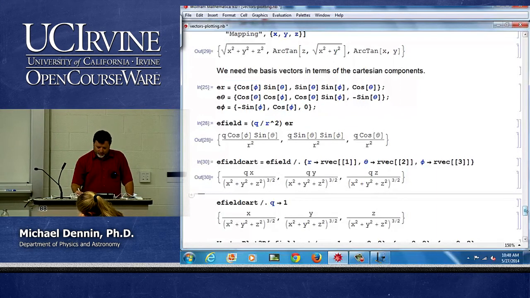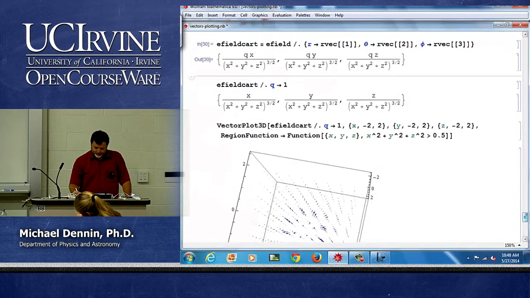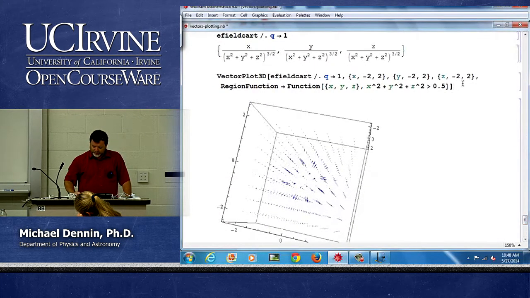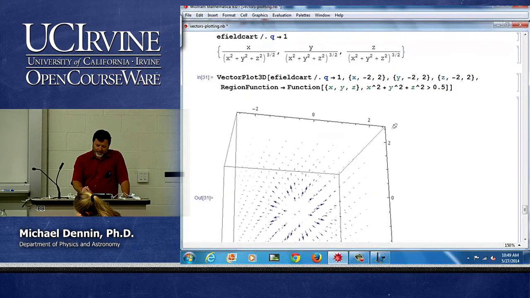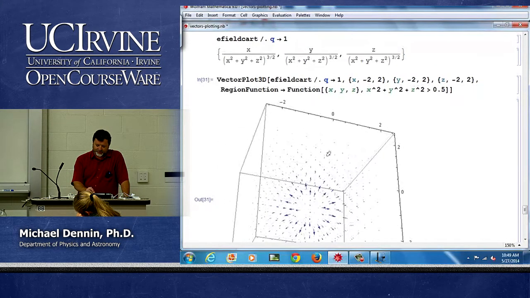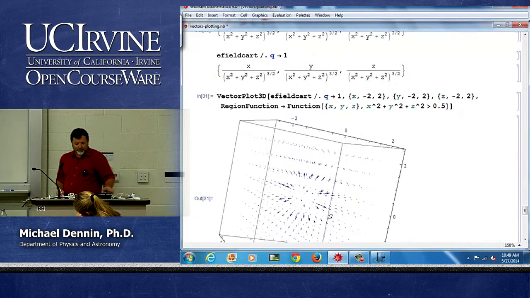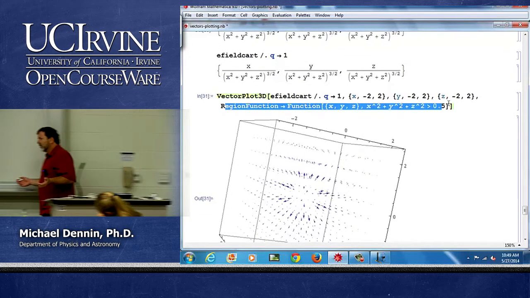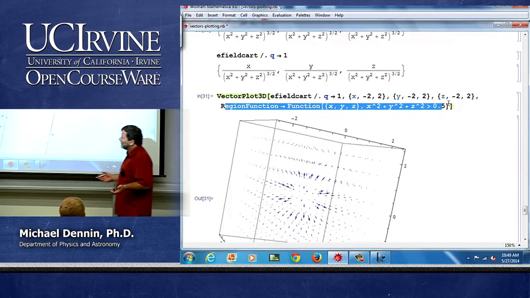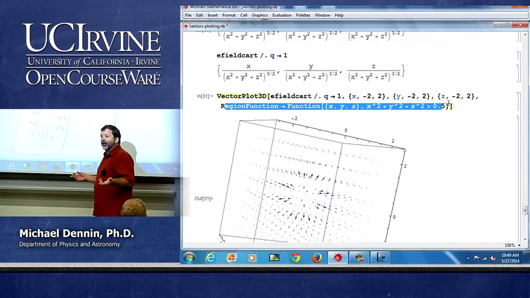And now what I can do is I have to give the charge a value, and I have to eliminate the center. Oops. No, it worked, yeah. And now I can plot my field in 3D. And the reason I eliminate the center is why? What happens to the electric field at the center? It diverges. 1 over 0 diverges, so that's a bad thing.